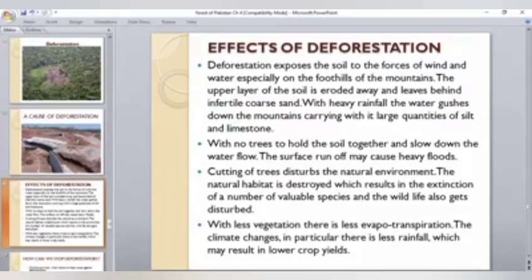The natural habitat is destroyed, which results in the extinction of a number of valuable species, and the wildlife also gets disturbed. With less vegetation, there is less evapotranspiration. The climate changes in particular, there is less rainfall, which may result in lower crop yield as well.